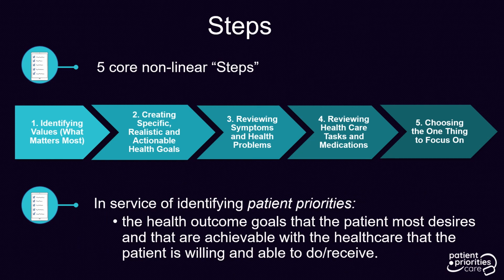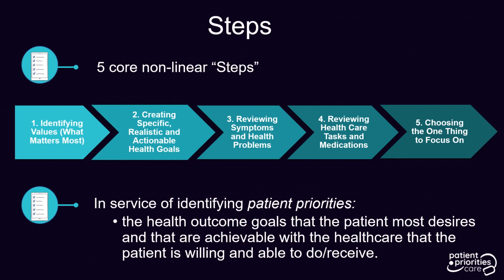There are 5 main steps to help identify patient priorities. The first step is about identifying what matters most to the patient, which we call values. Step 2 is translating those values into specific, realistic, and actionable health goals. For instance, first, you will talk about what matters most to the patient, and then you'll help to decide what that actually looks like in terms of actions in their lives or doing what matters most to them.